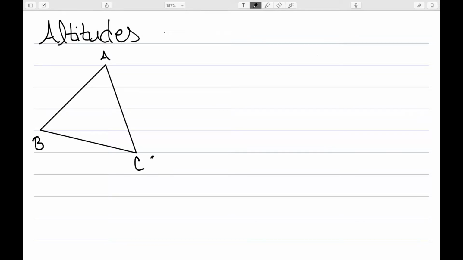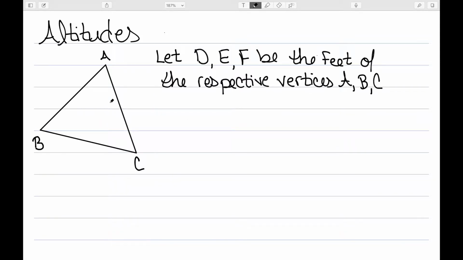I now want to define a few special segments when it comes to triangles. The first one I want to look at is the altitudes. Let's suppose we have some triangle ABC. We're then going to let D, E, and F be the feet of the respective vertices of ABC.